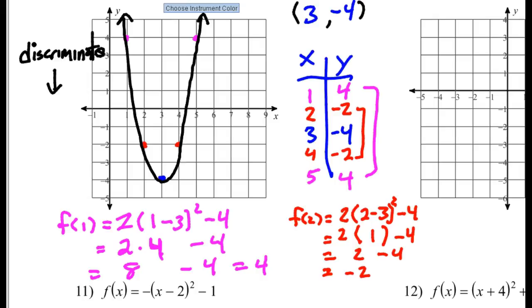What say you? Positive, negative, or 0? How many times does it cross the x-axis? One's right here. One's right here. So therefore, two solutions. So therefore, the discriminant is positive again.